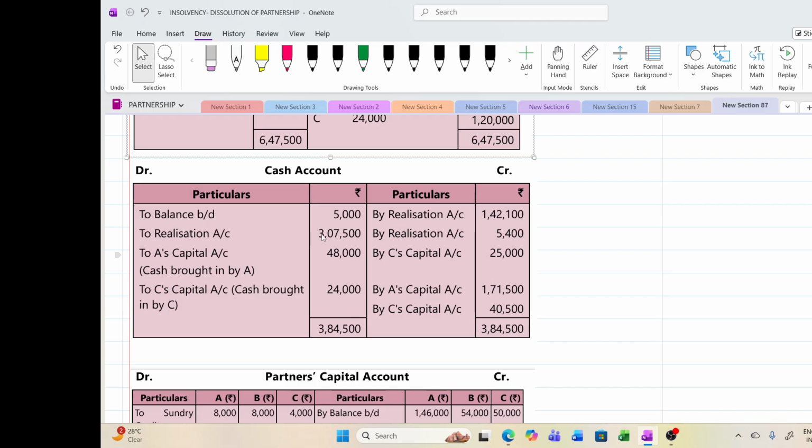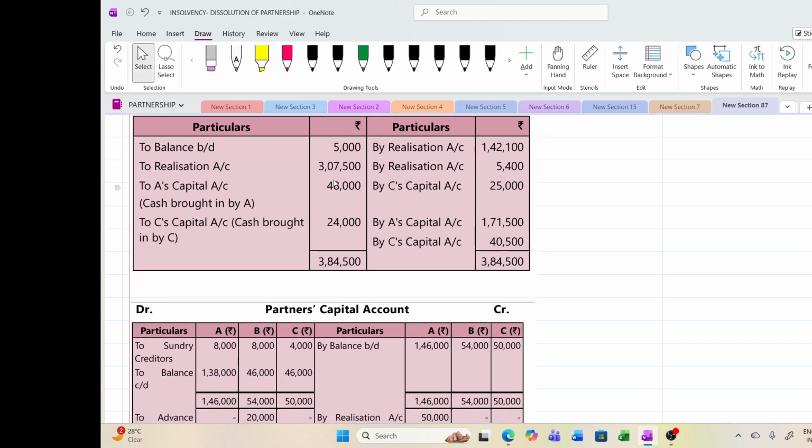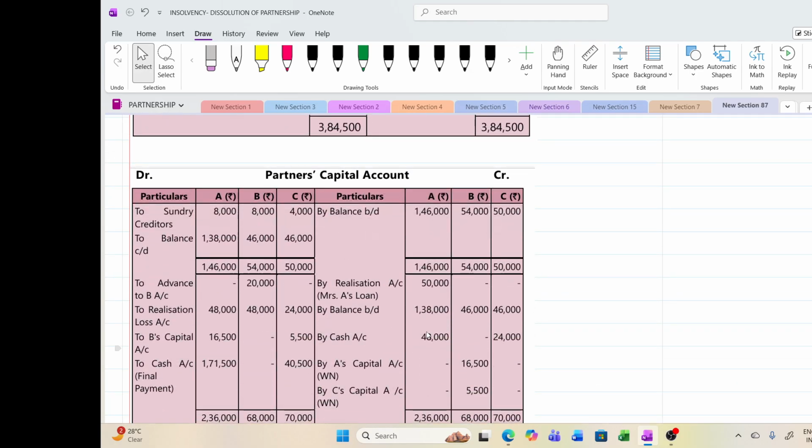So now bank account will get debited with the amount brought in by A and C. Both are solvent partners. They brought 48,000 and 24,000. Then debit the bank account, credit their capital accounts. Okay. By cash account, they brought this much amount. Now your next work is to calculate the deficiency.